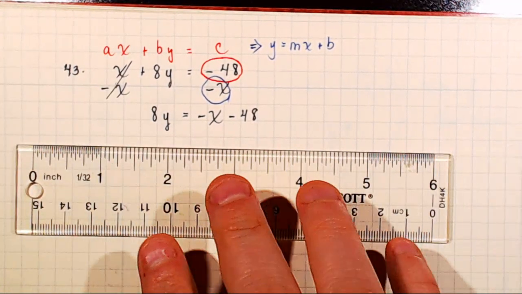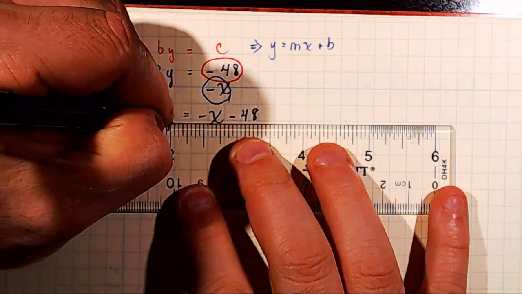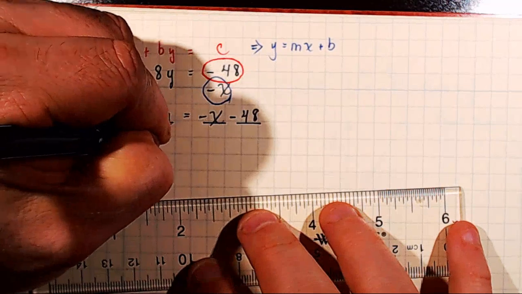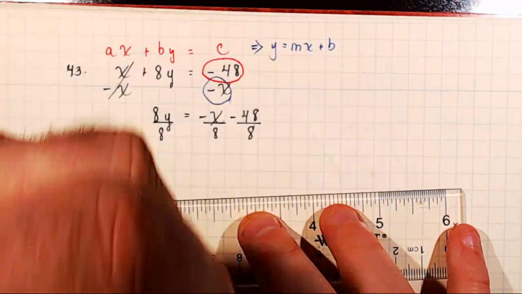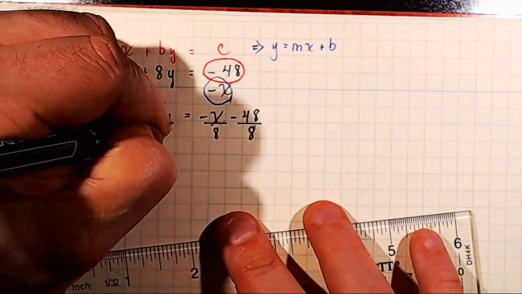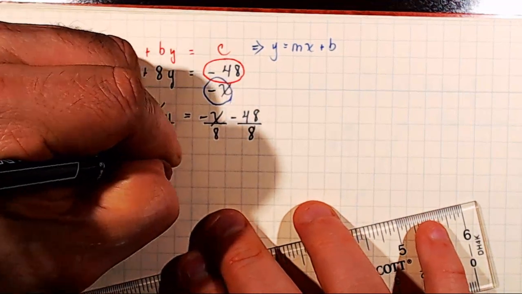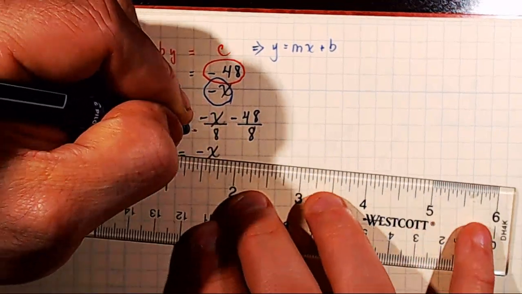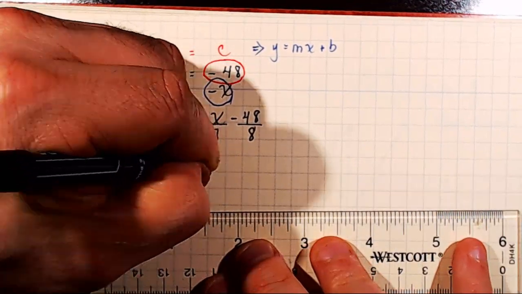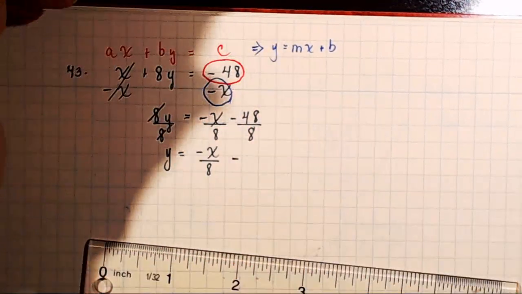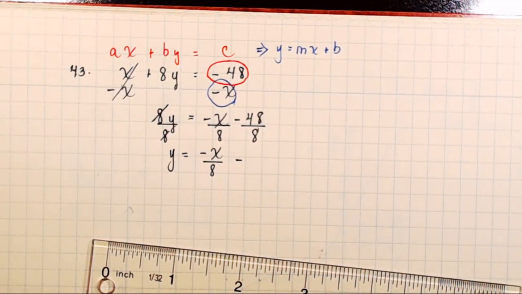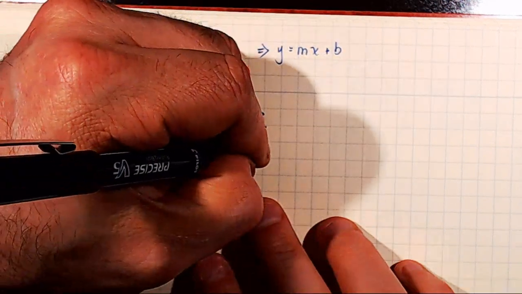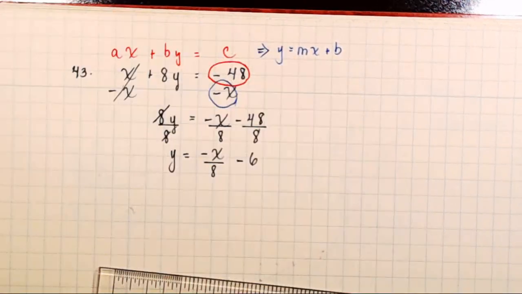So we're one step away from our goal. Divide every term in the equation by 8. Just like that. The 8's cancel on the left, leaving y alone. And then we have negative x over 8. We'll have to work with that a little bit. Minus, now what's 48 divided by 8? If you don't know, it is 6. So minus 6.